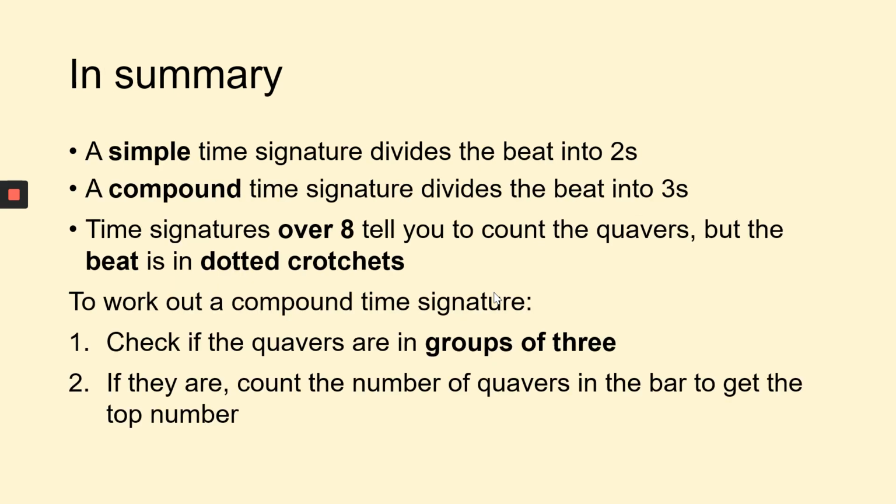And that takes us to the end of compound time signatures. A quick recap. A simple time signature divides the beat into 2s. A compound time signature divides the beat into 3s. Time signatures over 8 tell you to 1, count the quavers, but 2, that the beat is in dotted crotchets. So there is 1 beat every 3 quavers. To work out a compound time signature, you need to first check if the quavers are in groups of 3, and if they are, count the number of quavers in the bar to get your top number.